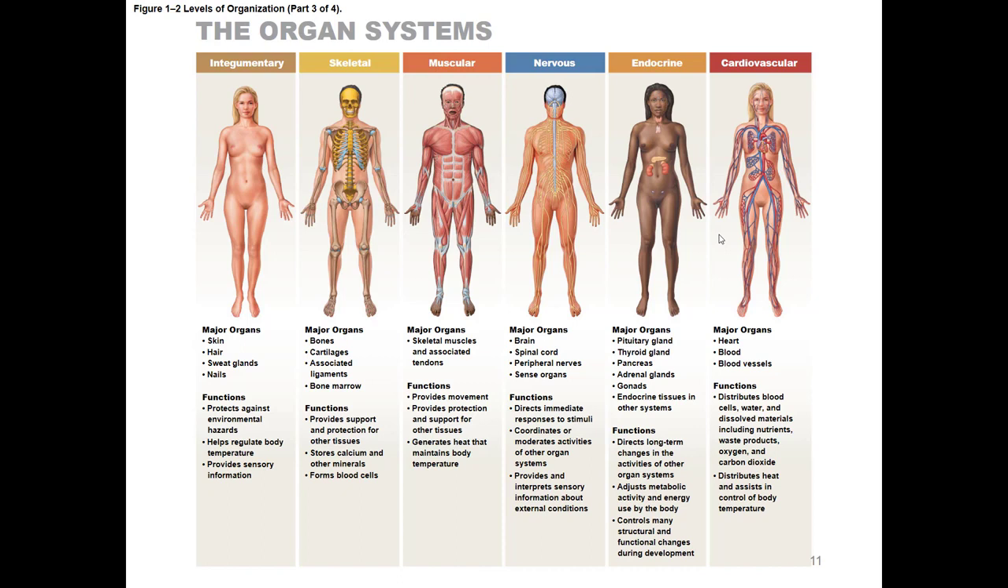Cardiovascular system includes the heart, blood, and blood vessels. It's responsible for distributing blood around the body, and this is important because the blood is going to contain dissolved gases like oxygen and carbon dioxide. And in addition to that, we're going to use the blood to distribute nutrients throughout the body to the cells. Your blood flowing also helps to distribute your body heat to help maintain your core body temperature.